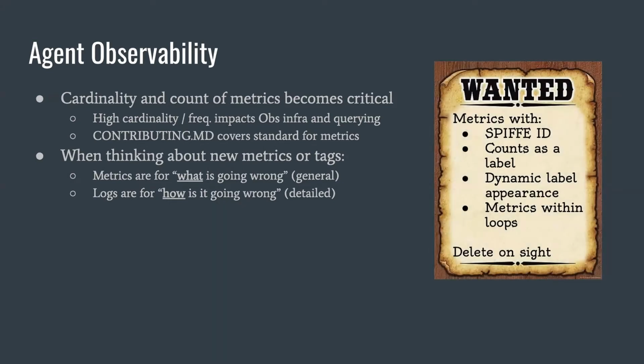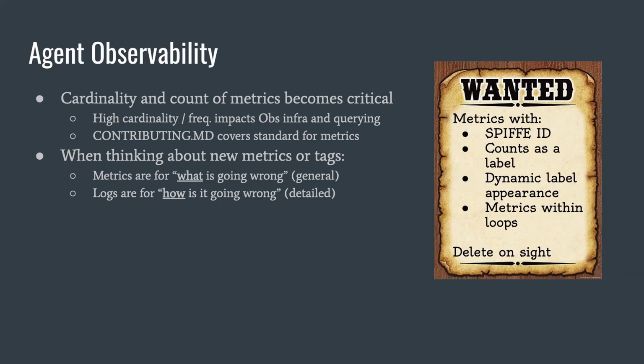Some things that we have encountered in the past related to these pitfalls, and if you do ever see any of these in the code base, put out a PR to fix it right away, is metrics that have, say, a SPIFFE ID as a tag value. That's ridiculously high cardinality. Counts or other somewhat arbitrary numbers as a label or a tag value. Dynamic label appearance, as in for a specific metric name, sometimes a label appears, sometimes it does not, and that actually can break certain metric syncs. For instance, Prometheus has a big problem when that sort of thing happens.